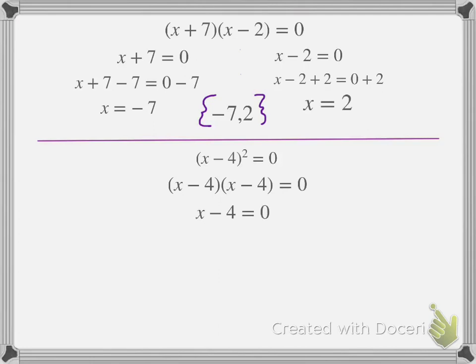Since they're identical, really there will only be one answer here. And we solve this one-step equation by adding 4 to both sides. We get x equals 4. And so again, we place that in the brackets as proper set notation.